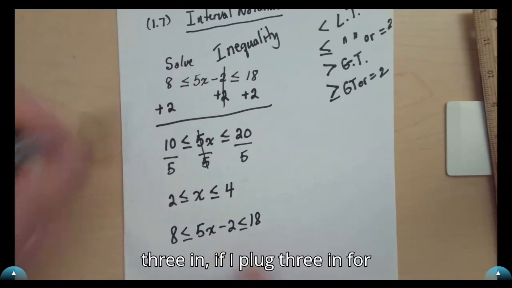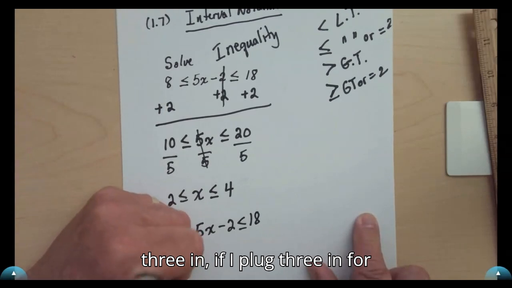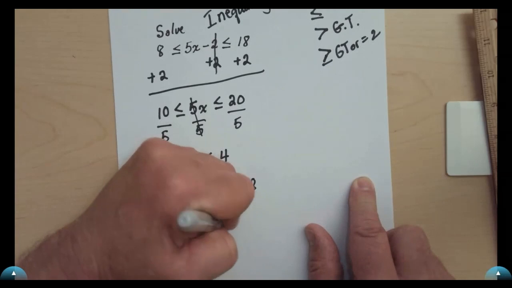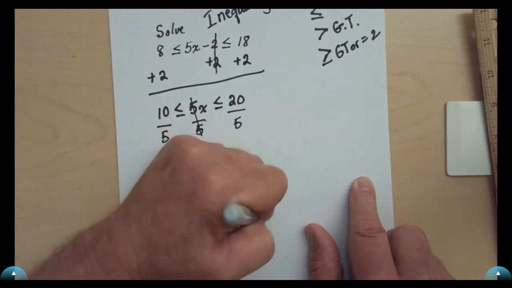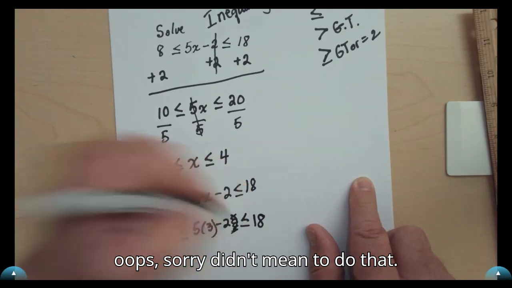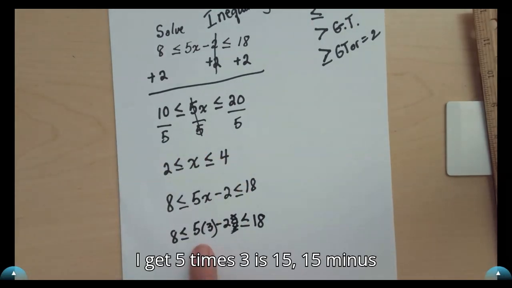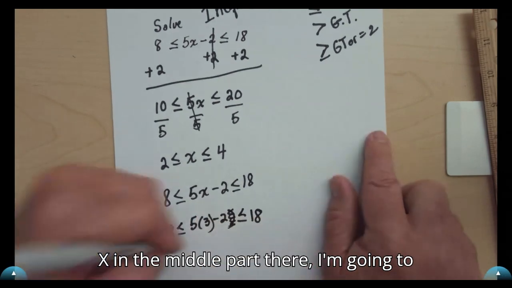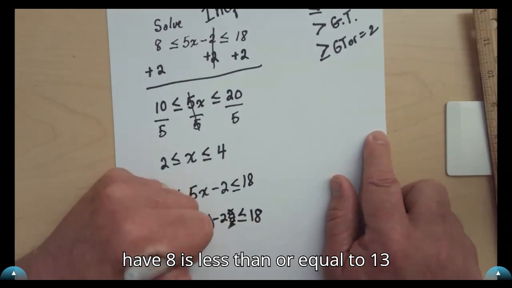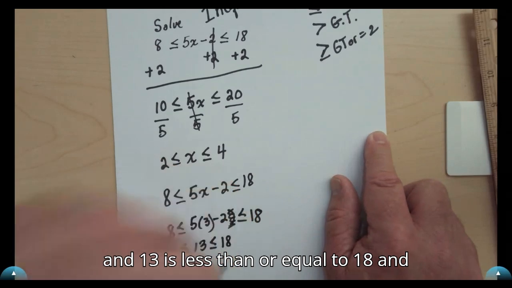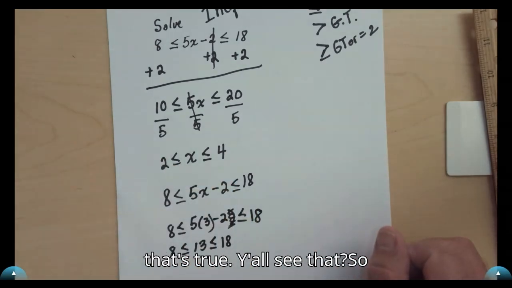Like if I plug 3 in for x, oops, sorry, didn't mean to do that. I'd get 5 times 3 is 15. 15 minus 2 is 13. So if I plug 3 in for x in the middle part, I'm going to have 8 is less than or equal to 13, and 13 is less than or equal to 18. And that's true. Y'all see that?